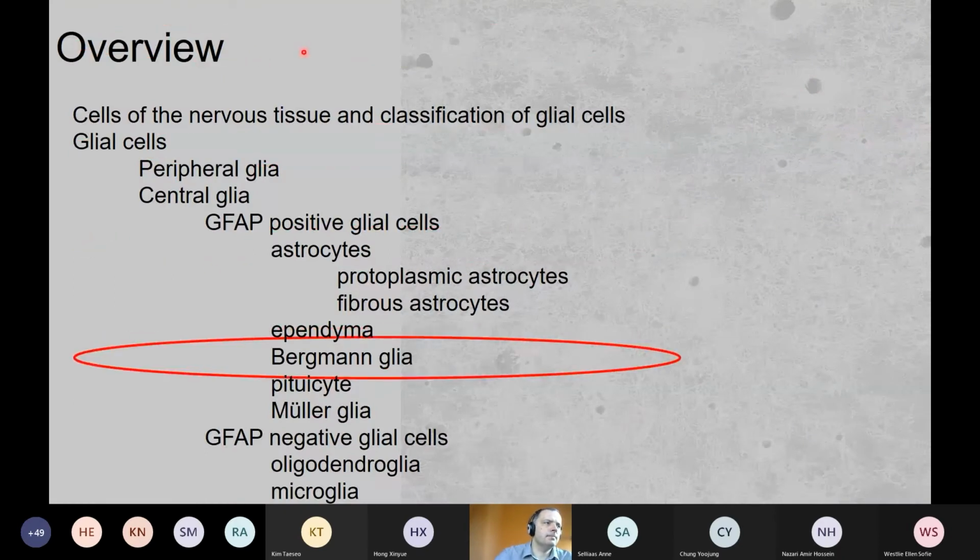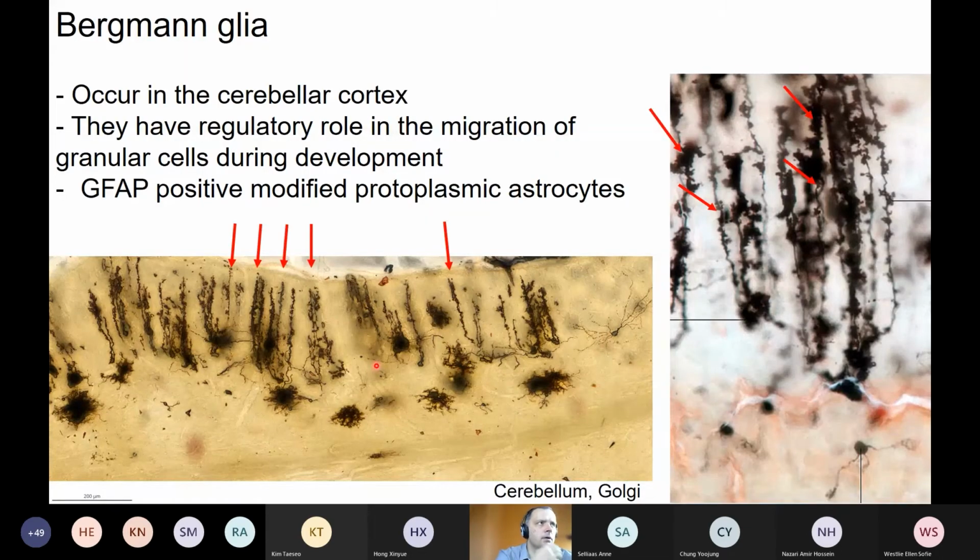Okay, the next cell, what I have to mention is the Bergmann glial cell. This you will meet when you talk about the cerebellum. And the cell is a type of protoplasmic astrocyte that is GFAP positive, and they have a little bit weird shape, so they are not round and they don't have in all directions ramified processes, but their process goes perpendicular to the surface of the cerebellum. That's why some authors call them radial glial cells also, because of this radial pattern of their processes.